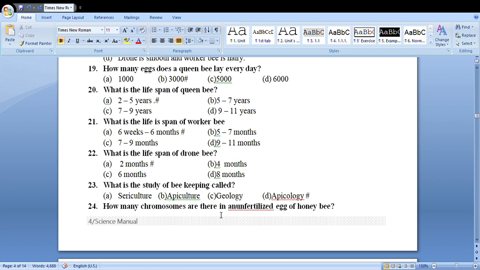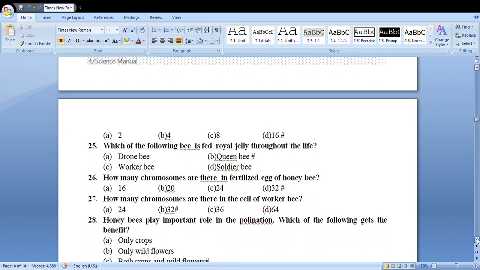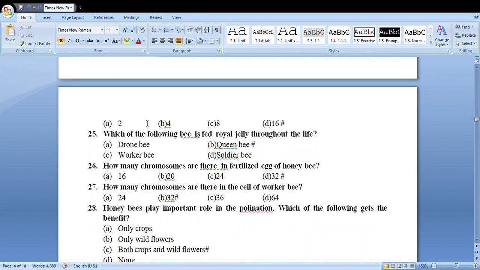How many chromosomes are there in an unfertilized egg of honeybee? 2, 4, 8, 16. Which of the following bee is fed royal jelly throughout the life? Obviously, queen bee.